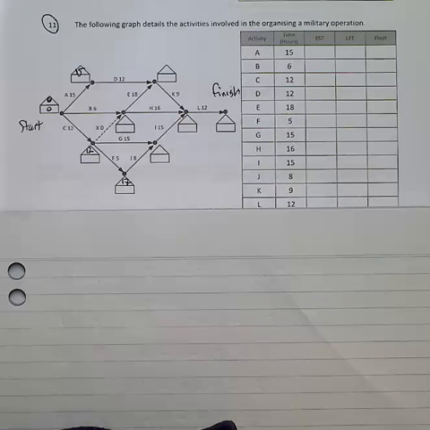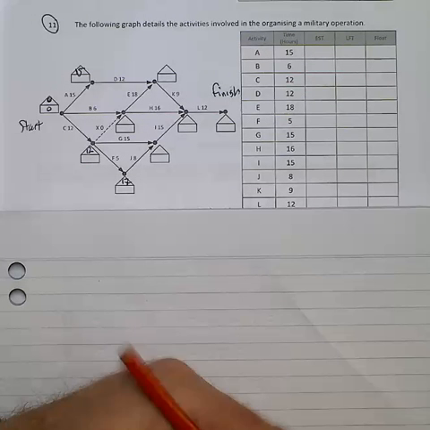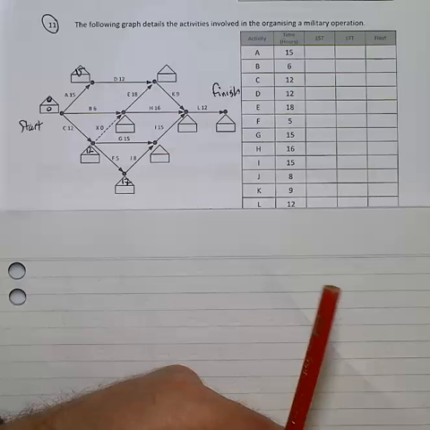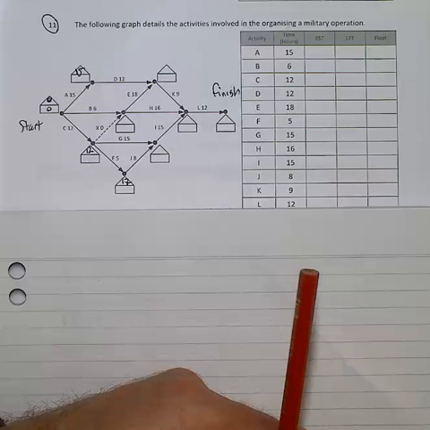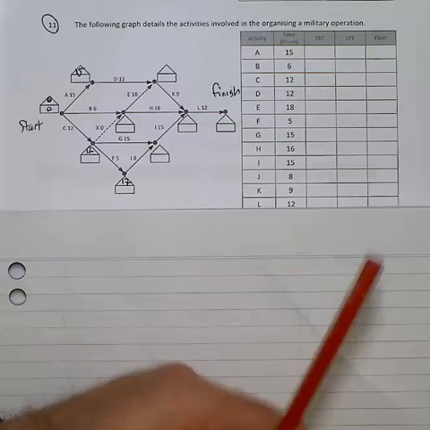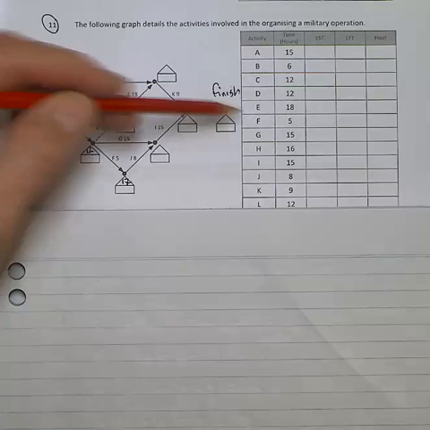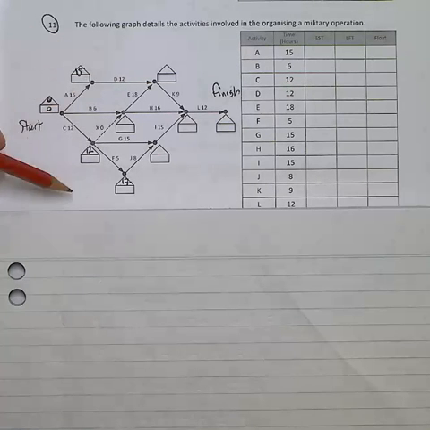In question 11, we've got to use forward scanning first up in order to work out the critical path and the minimum project completion time. Then going to use backward scanning to determine all the latest finishing times and then carry out the float times. I've identified the start, the finish, and I've put in the first of the activities.